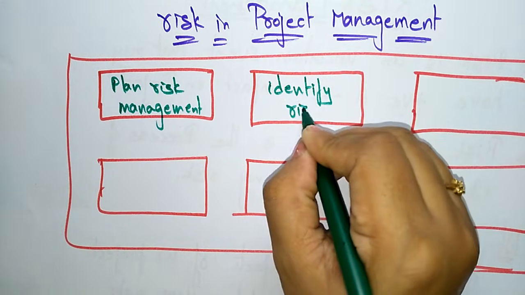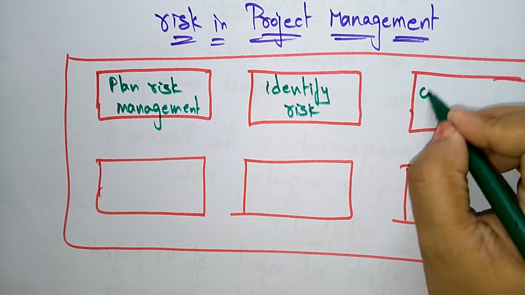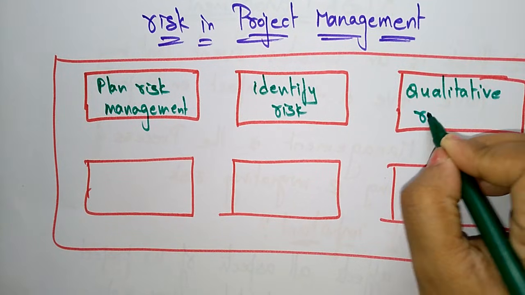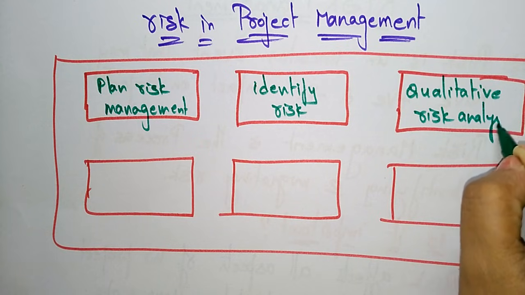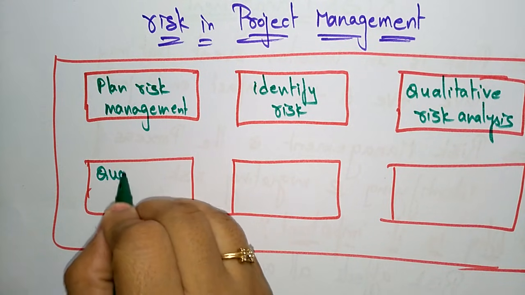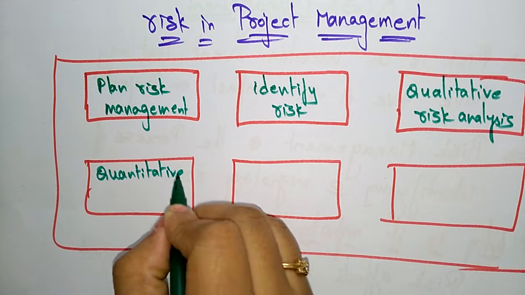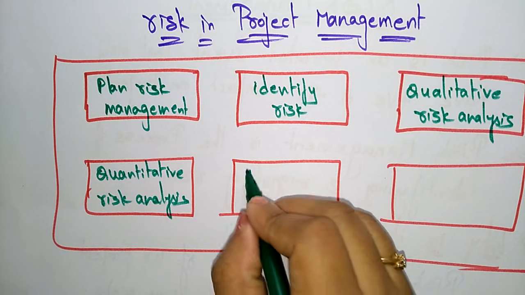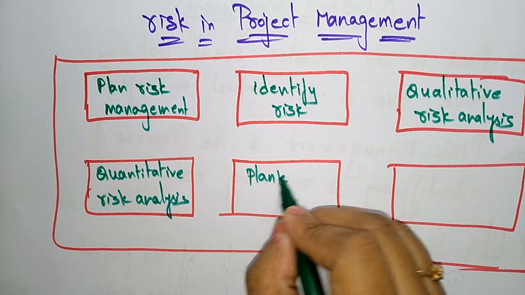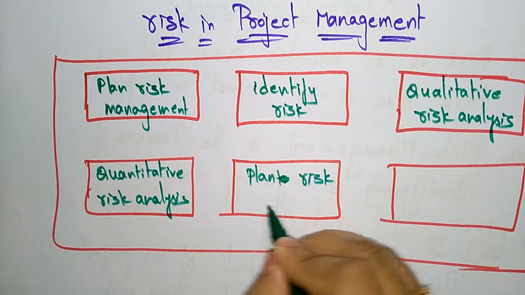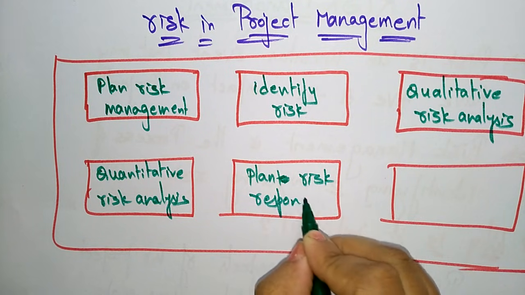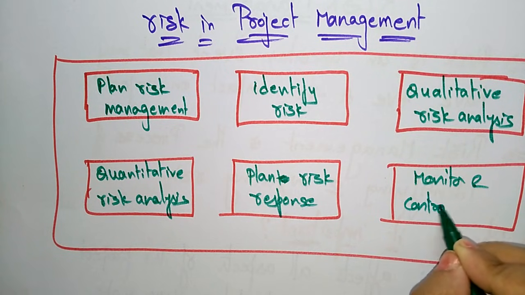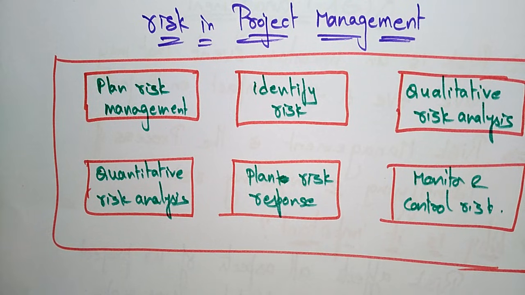identify risk, qualitative risk analysis, quantitative risk analysis, plan risk response, monitor and control risk. So these are the risks in project management.